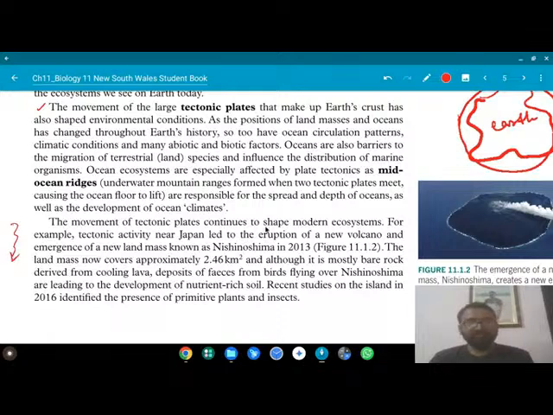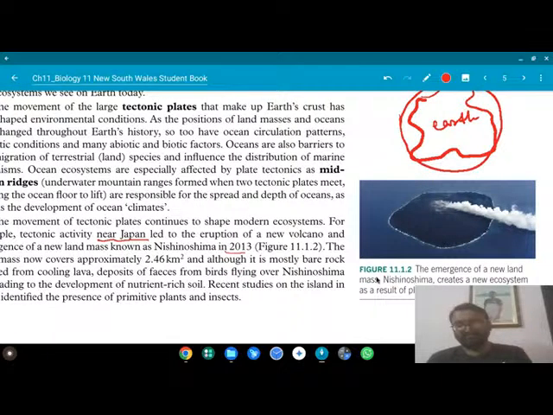The movement of tectonic plates continues to shape modern ecosystems. For example, tectonic activity near Japan. Japan is always hit by earthquakes, which led to the eruption of a new volcano and the emergence of a new land mass known as Nishinoshima in 2013. It is a new land, and it came out from the sea. It creates a new ecosystem as a result of tectonic plate movement.